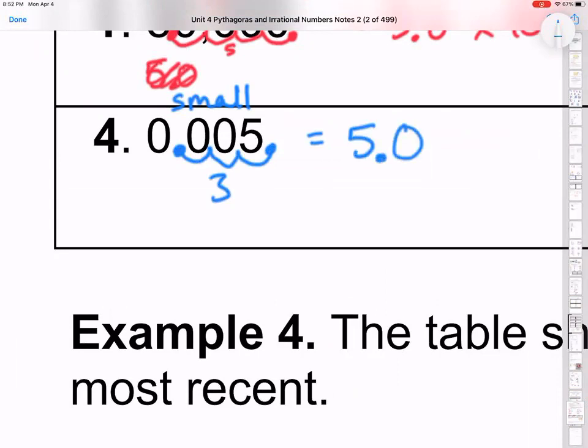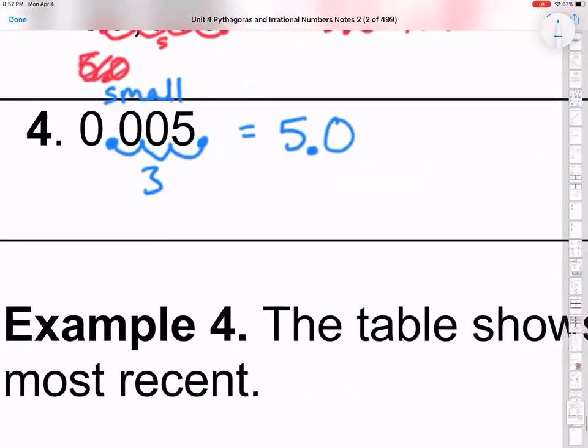So I end up with 5.0 times 10. And again, I started with a small number. This is going to be giving me a negative exponent. So we end up then with negative, however many times you ended up moving the decimal. In this case, we did 3. So you should have had 5.0 times 10 to the negative third.